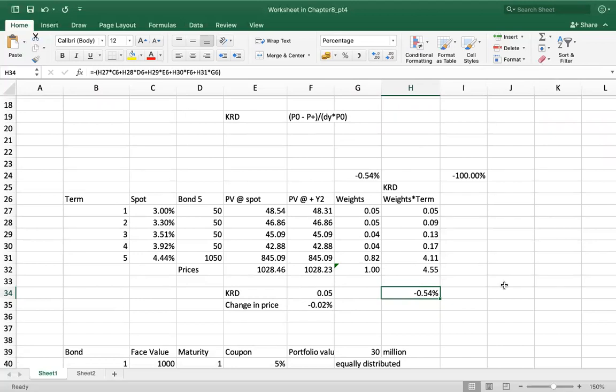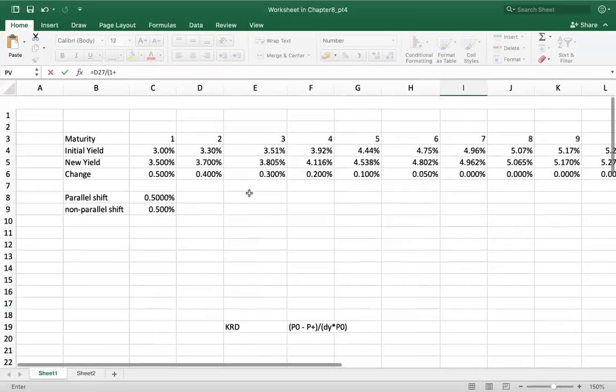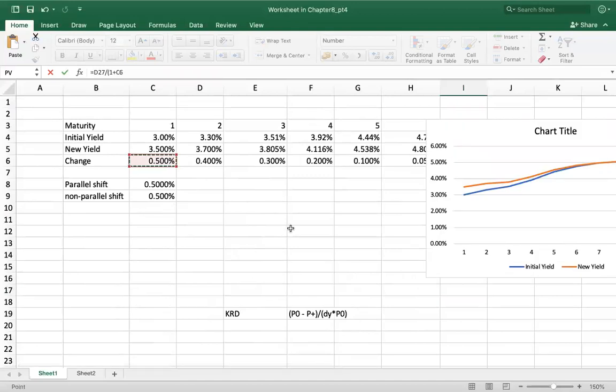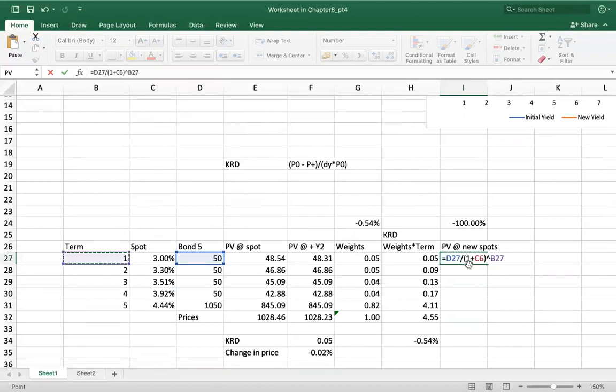So let's see whether it's true or not. How can we see it? We can see it by calculating PV at new spot rates, right? PV at new spot rates. So let me calculate the PV. So this is the cash flow divided by 1 plus the new spot rate raised to the power this, right? So 49.75.